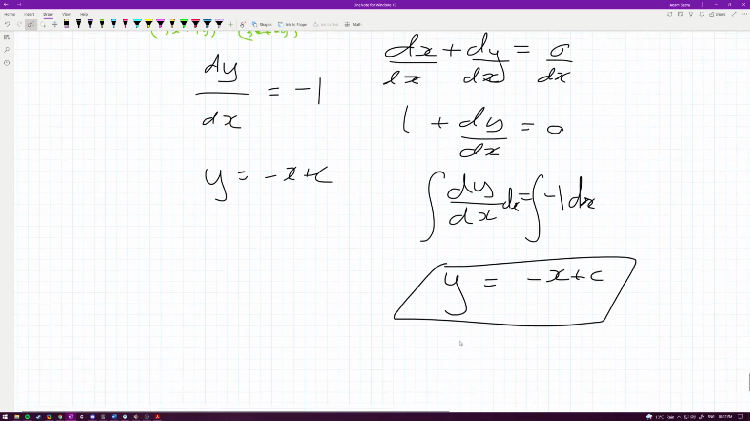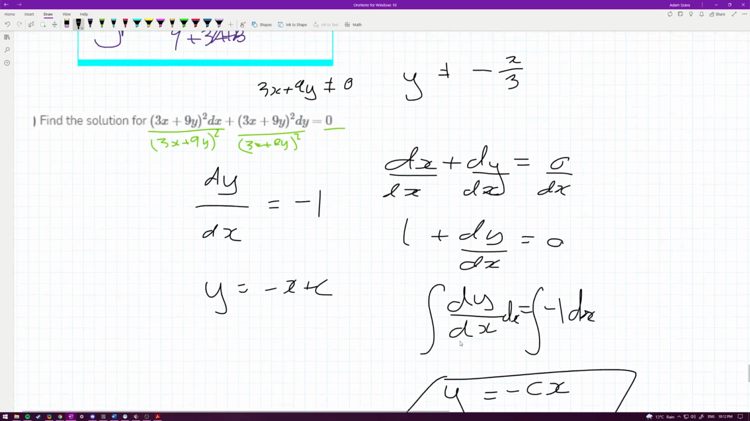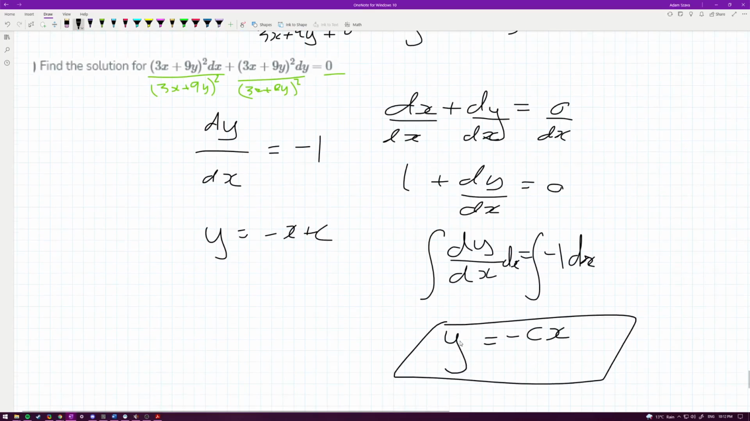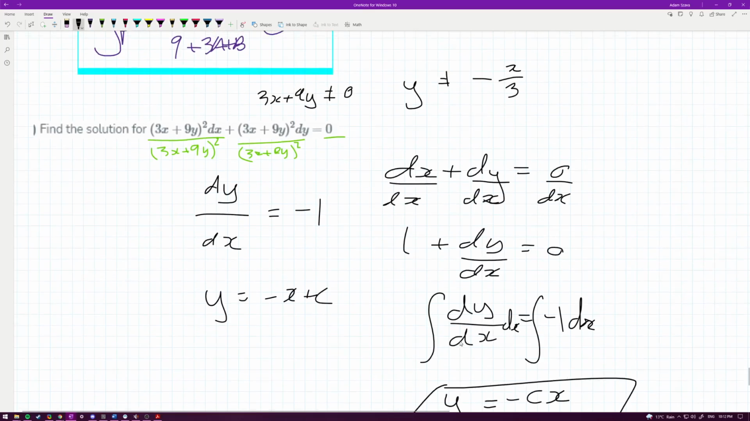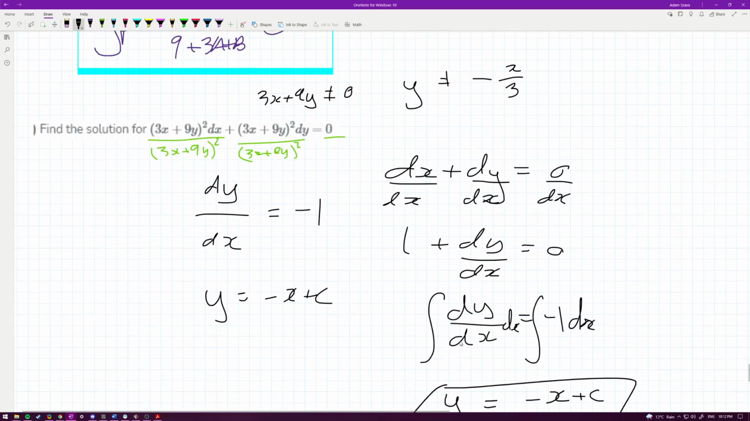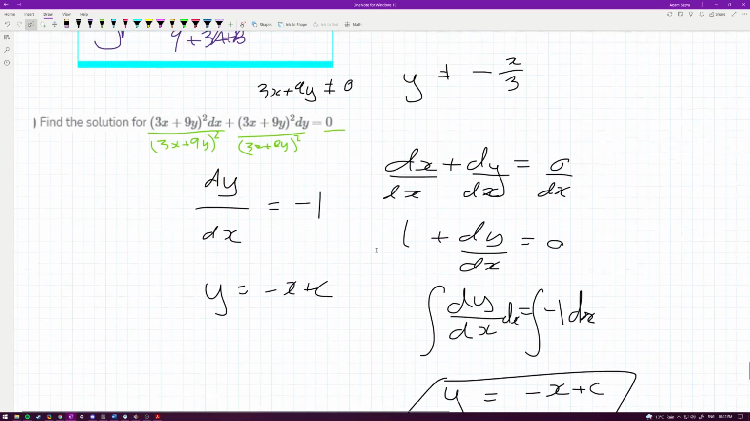But that's fine because our solution wasn't even in that form. If our solution somehow ended up being like -cx, then we'd have an issue because we're making a restriction for no reason, really. Then this process would actually be making a little bit of an error because we're saying that y cannot be this. But that's not what we got. We got this. And so our solution, being in the form -x plus c, is not in this form. So it's totally fine to do this.